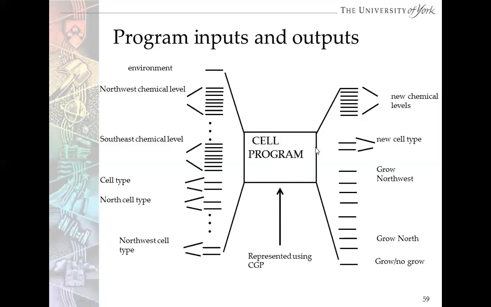They're represented in CGP, and they output new chemical levels at the position of the cell, what the type of the cell is, and how the cell should grow. Should it grow or not? If it does grow, it grows into all these positions, provided that this signal is 1. So it can grow over a number of cells.